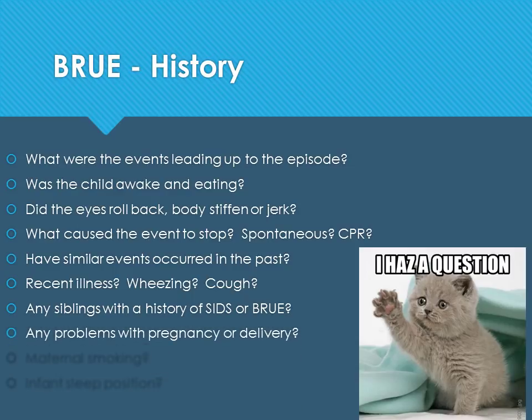Any problems with pregnancy or the delivery? Did mom smoke while she was pregnant with the infant? Or is there any secondhand smoke exposure for the infant? And what position does the infant sleep in? So could there have possibly been some asphyxia that led up to this?